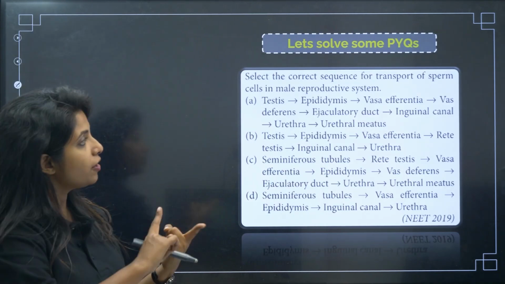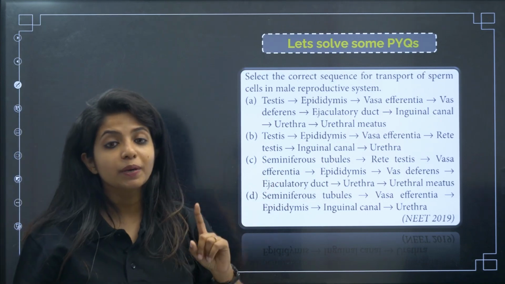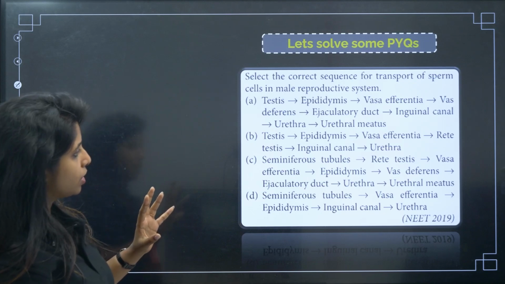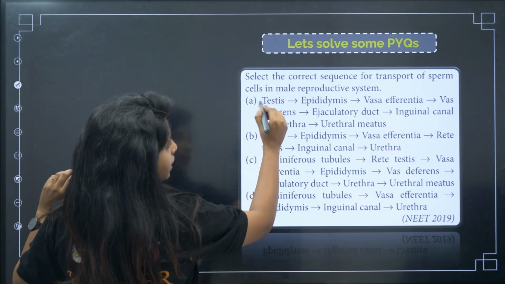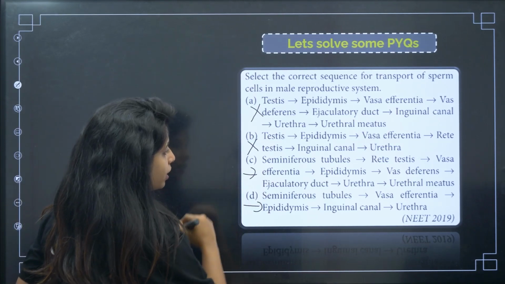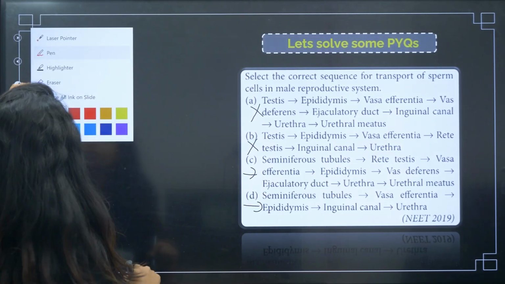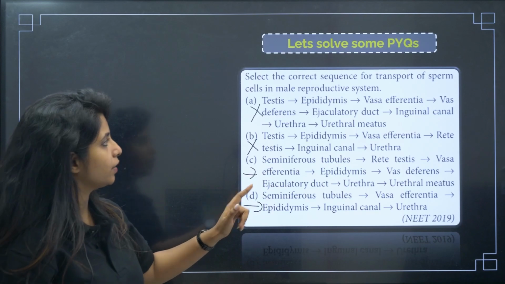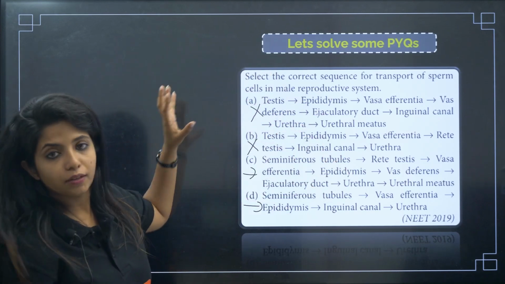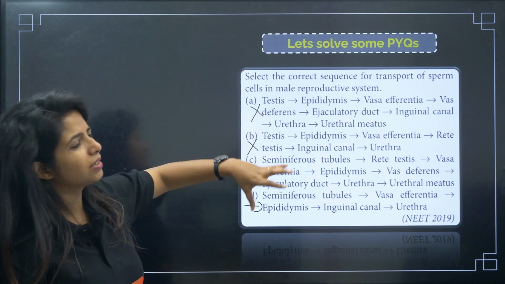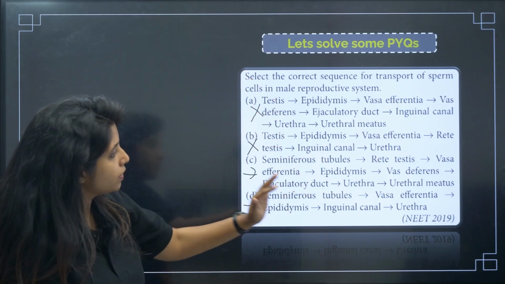So let's see. The first one, I think it should be seminiferous tubules. Obviously, it has to start with seminiferous tubules. So let's cancel these out. Over here we have seminiferous tubules, and over here also we have seminiferous tubules. Just give me a second over here. I thought I had already done this question, which is why I went and checked. Okay. So for transport of sperm, the first one should be seminiferous tubules. Obviously you cannot put testis there. Even if you put testis, it is not a duct, right?